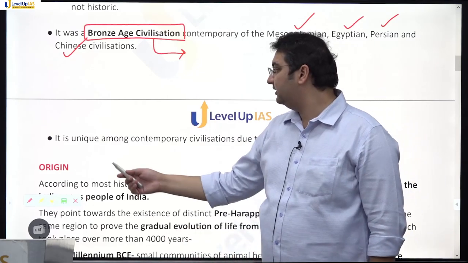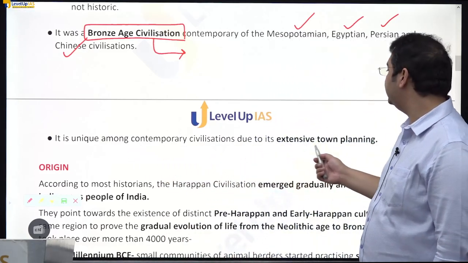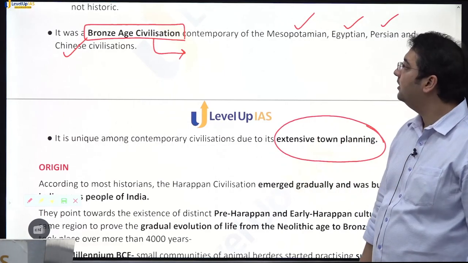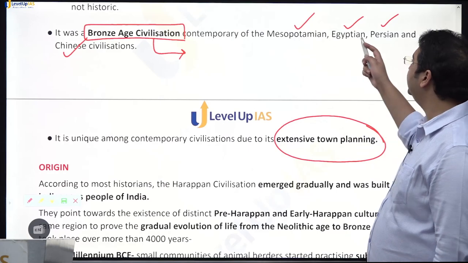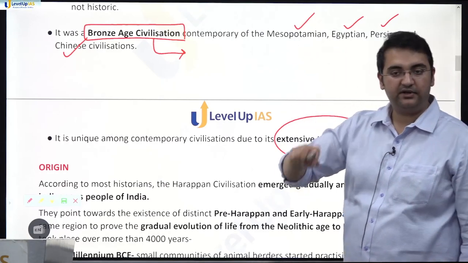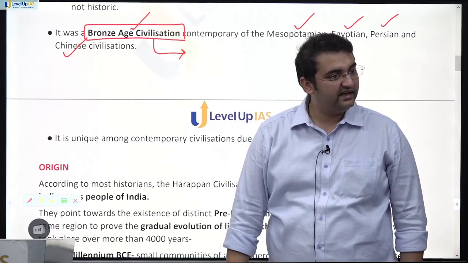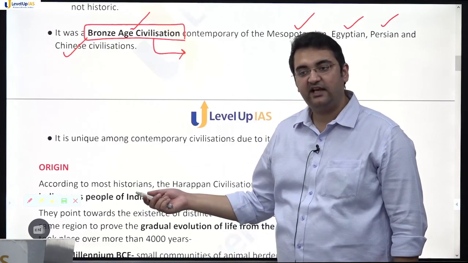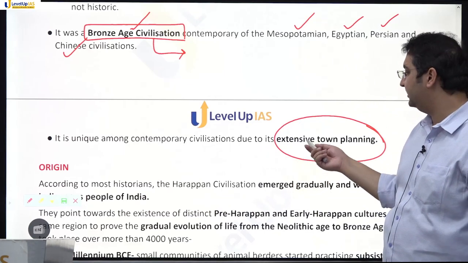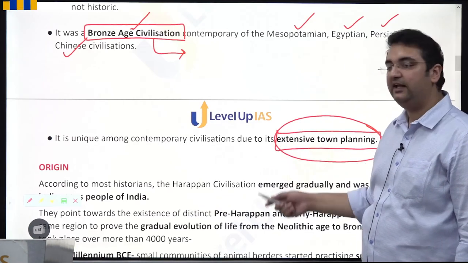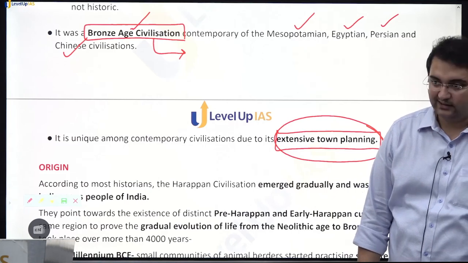Okay? It is unique among the contemporary civilizations. Why? Due to its extensive town planning. Now, although all of these civilizations along with the Harappan civilization share the characteristic of being a Bronze Age civilization, the Harappan civilization had one unique characteristic. The kind of town planning that was visible in the Harappan cities was not found anywhere else. Okay?